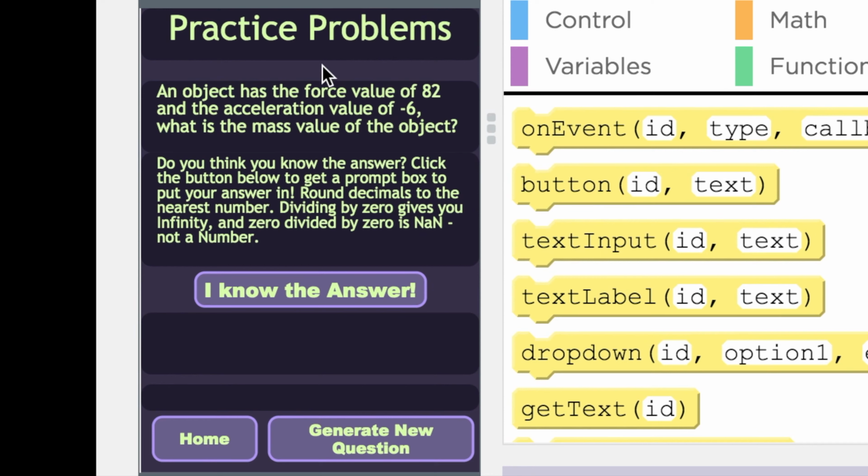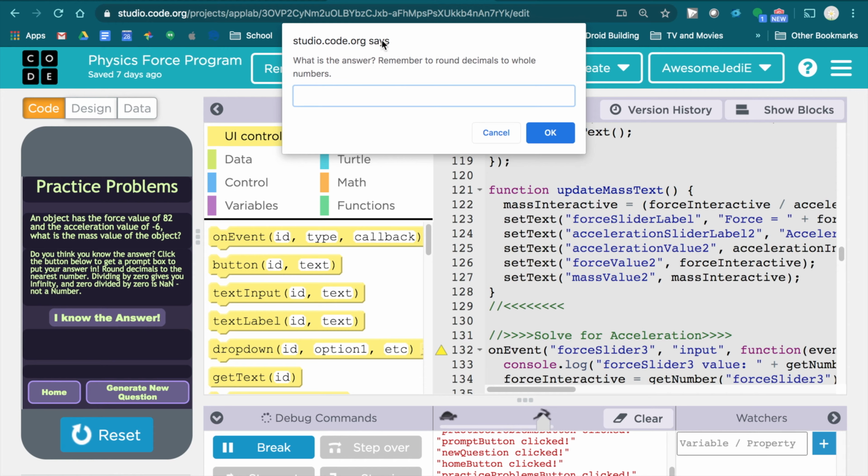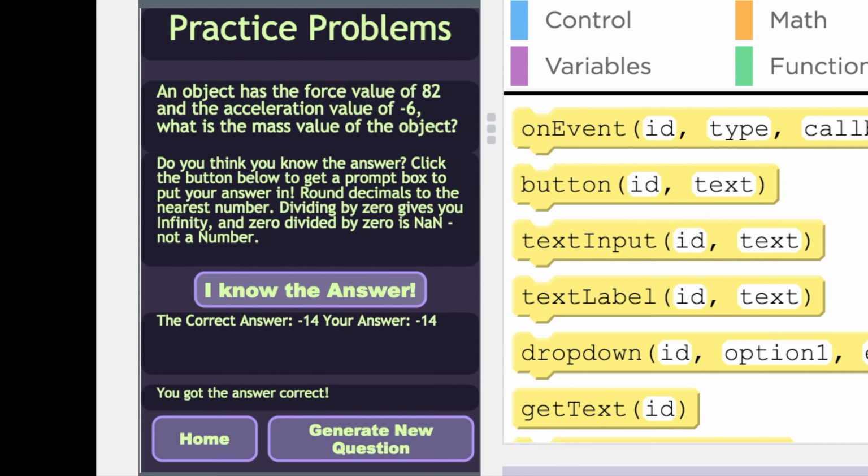it randomly generates numbers for force and acceleration, or if you're solving for something else, it'd be acceleration and mass, force and mass. And then once you think you know the answer, you'll put your answer in and you round decimals to the nearest whole number. So let's see if this, yeah.